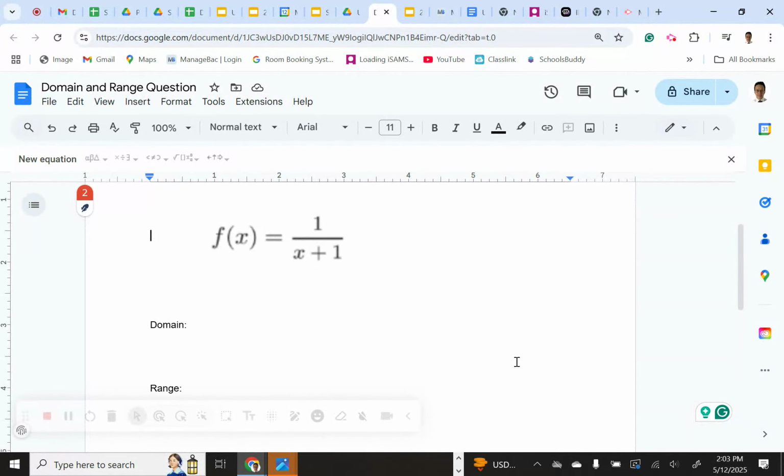Hey guys, quick video on how you could find the domain and range of a function with the calculator.